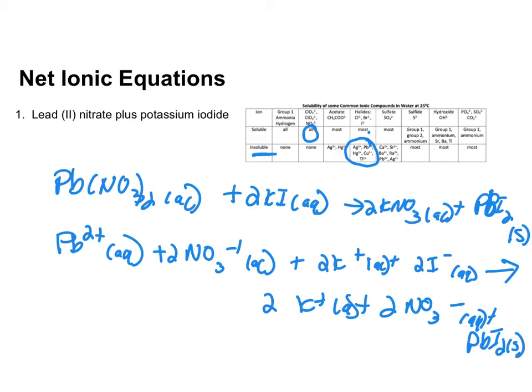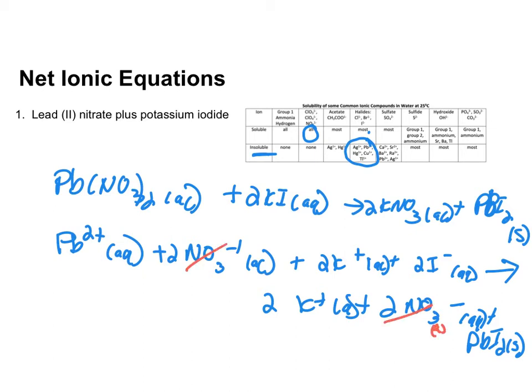Okay, I'm going to switch my color here for a second. So now I want to look at what things stayed in aqueous solution. And let's see, my lead started out aqueous, but it ended up in that solid precipitate. So that's not a spectator. That's one that's going to be represented in my net or final ionic equation. Here's a nitrate ion. That nitrate ion was in aqueous solution, and it's in aqueous solution down here. So that's a spectator ion.